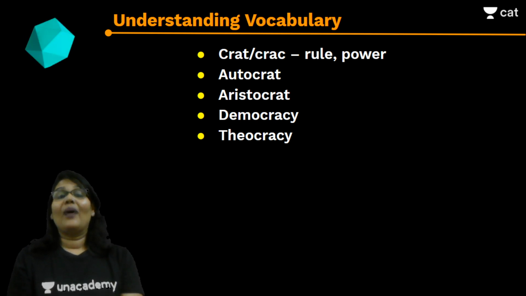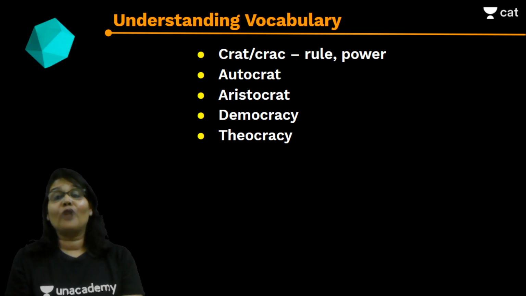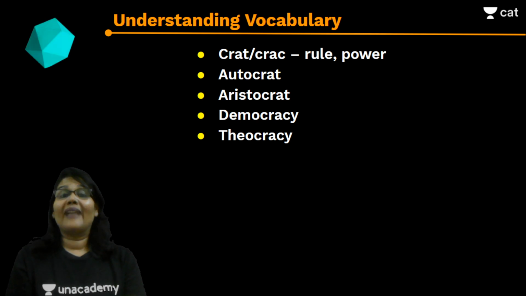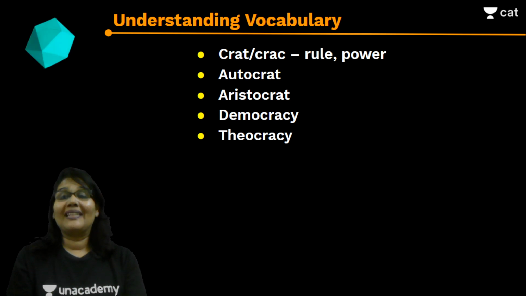Then you have aristocrat. We have aristocrats. We have Indian aristocrats who go to foreign countries. So they are noblemen. They have certain powers with them, right? So that's how it's aristocrat. Then democracy. Now all of us are living in a democratic country. So you know democracy is rule by the people, right?